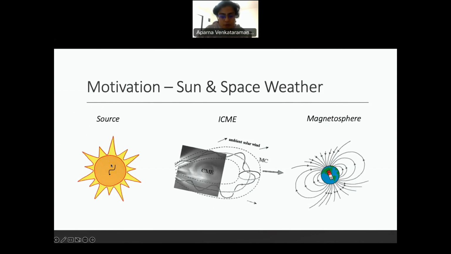The main motivation of the study was my previous study, which showed that filaments on the sun, which are the main sources of CMEs, can be used to get the direction of the magnetic field in the ICMEs, or interplanetary CMEs, near the Earth. Depending on the magnetic field orientation of this ICME, whether it is north or south, it will interact with the Earth's magnetic field to cause geomagnetic storms. So that can be determined by looking at the filament magnetic field while it is on the sun.